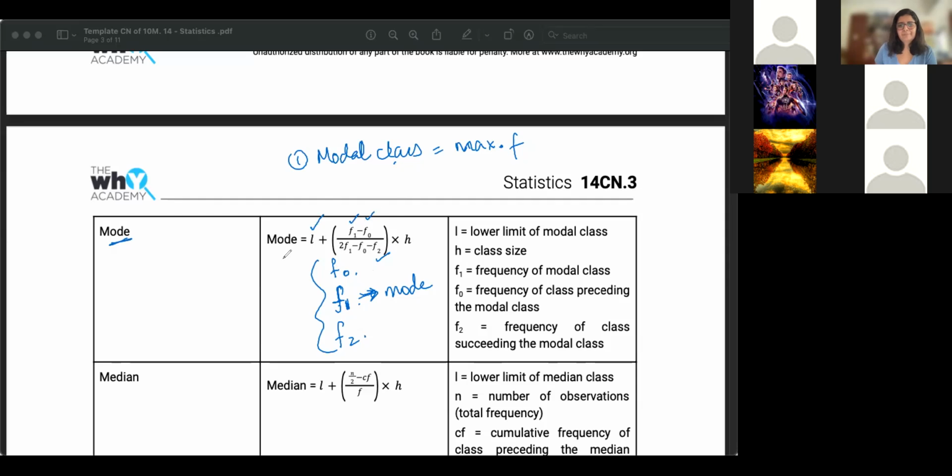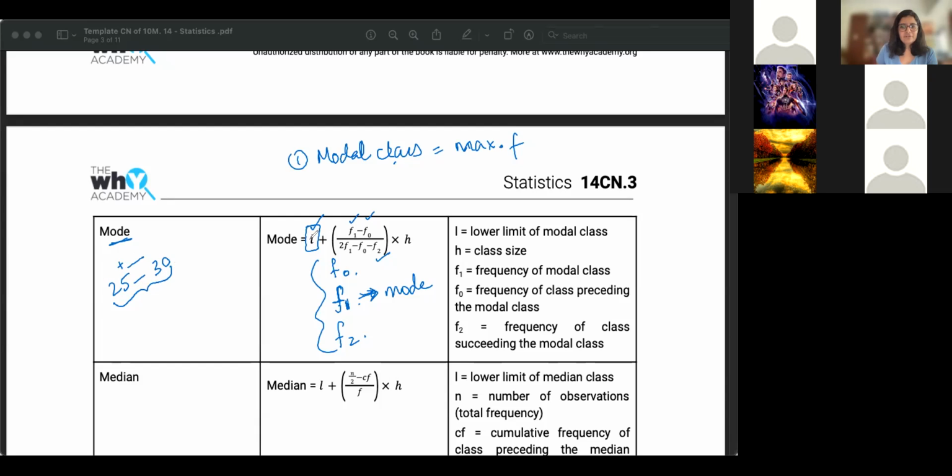L. L is the lower limit of the modal class. Why are we taking the lower limit of the modal class? Again, we have a class interval, let's say 25 to 30. We know that mode is lying somewhere between these two values, but where is it? Is it 27? Is it 26.32? Is it like 28.9? What exactly is it? So we know for a fact it is 25 plus something.